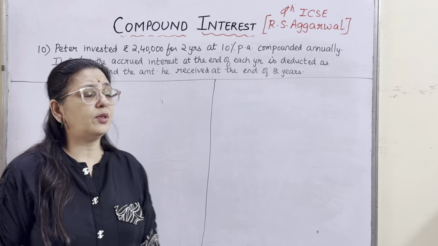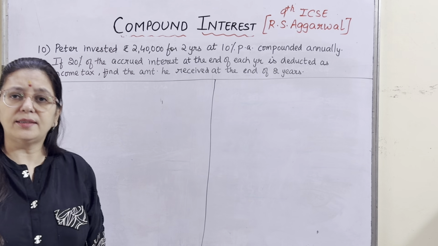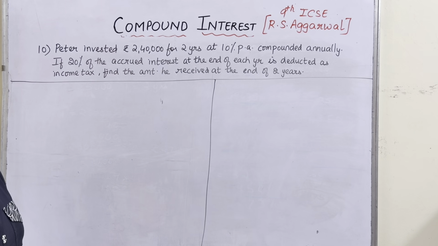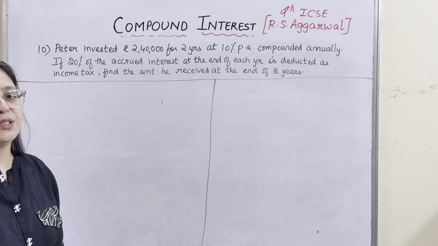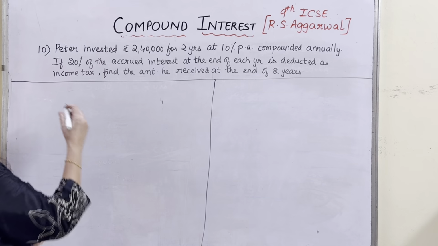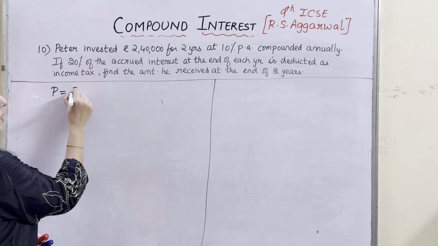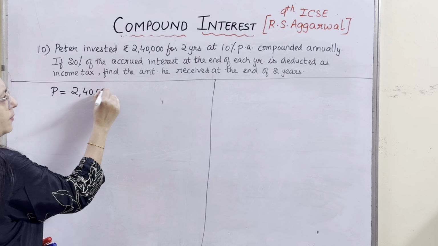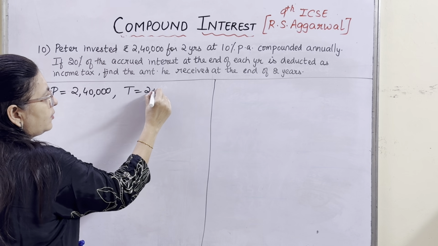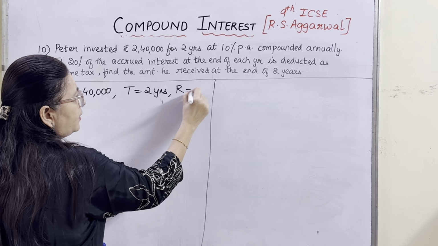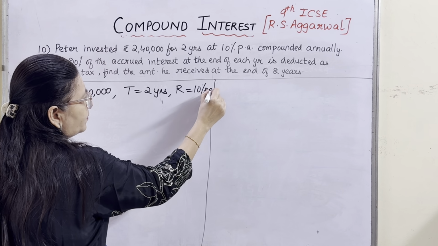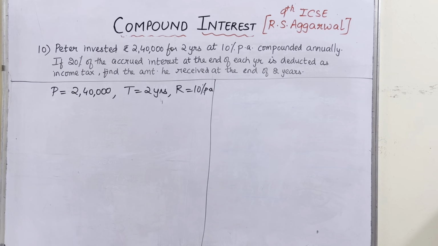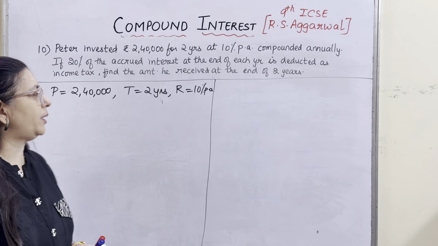Yes kids, let's go to the next question. Question number 10, it is important. Peter invested 2,40,000 rupees for 2 years at 10%. So what is the principal? Principal is 2,40,000 rupees. Time is 2 years and rate is 10% per annum. This information is given to you and it is compounded annually.